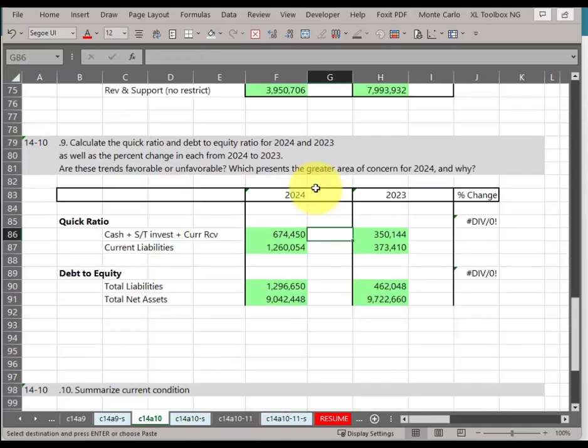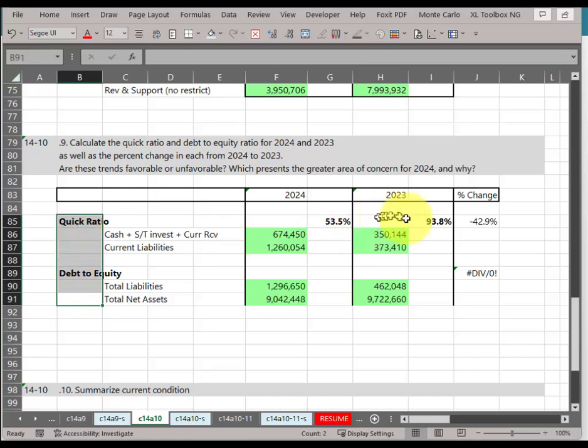Indeed, those formulas work just as well here. So we can do the same ratios on that quick ratio and the debt to equity ratio. And again, you see a drastic swing in these liquidity ratios, going from a good position to not a good position.